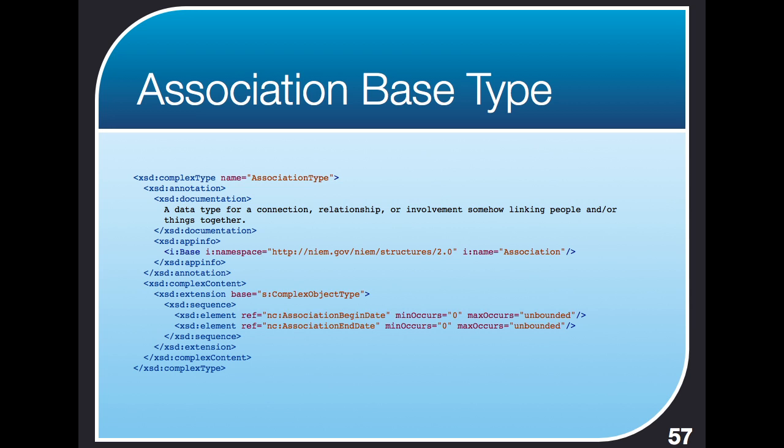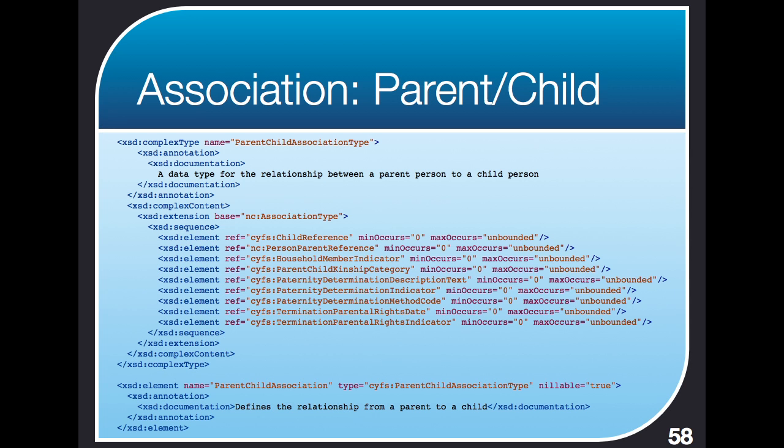Well, as I mentioned earlier, it starts with an association-based type called association type. And that is just basically your basic empty association. It doesn't actually associate anything together. It acts as a base for later associations. Now, the only thing the association type adds is the association begin date and the association end date, because all associations have beginning and end dates. And so this is a common thing for the base to have that then gets inherited by more specialized versions of associations.